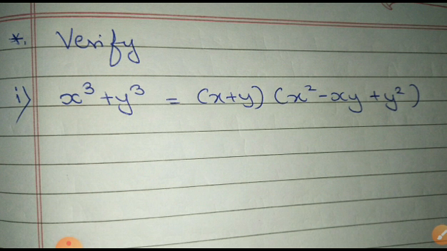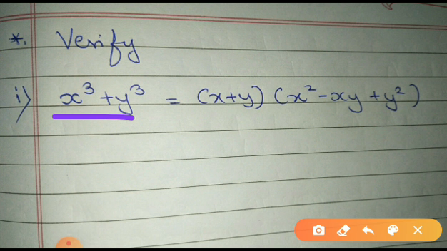Whenever the question is to verify, we have to equate your LHS and RHS. That means I have to show that LHS is equal to RHS. Now if I consider my LHS, it is x cube plus y cube. But directly I cannot simplify x cube plus y cube. So it is better to consider RHS. RHS is x plus y into x square minus xy plus y square.